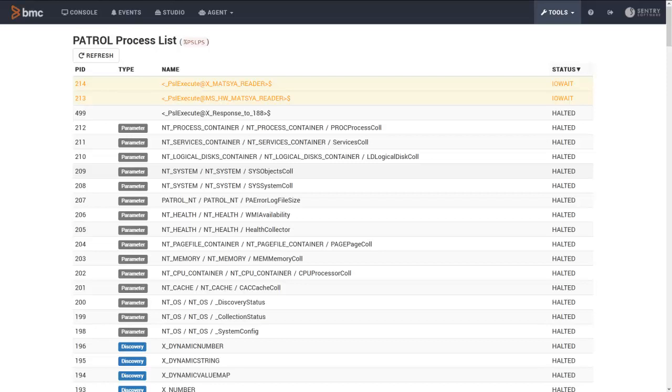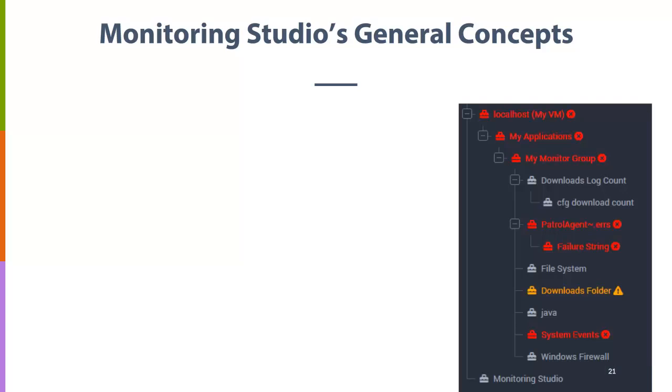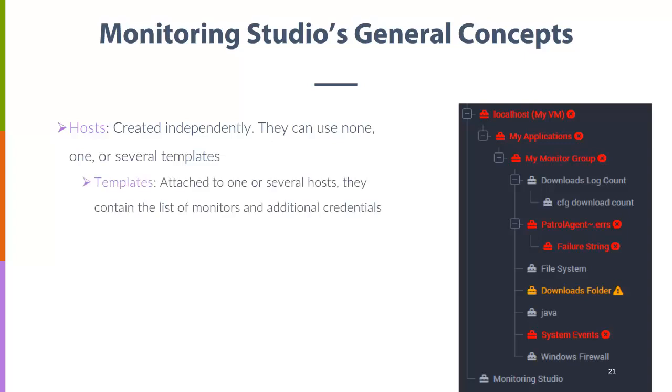Before moving to the Studio page, let's present the Monitoring Studio's general concepts. The Monitoring Studio hierarchy can be represented as follows. Hosts provide information about the target server, local or remote, where the technology to be monitored is running. Hosts are the highest level of hierarchy and contain none, one, or several templates. Templates correspond to the technology you need to monitor.